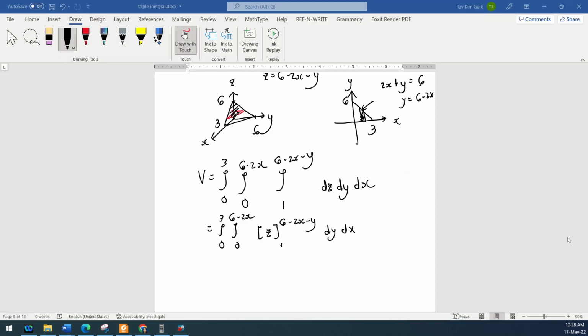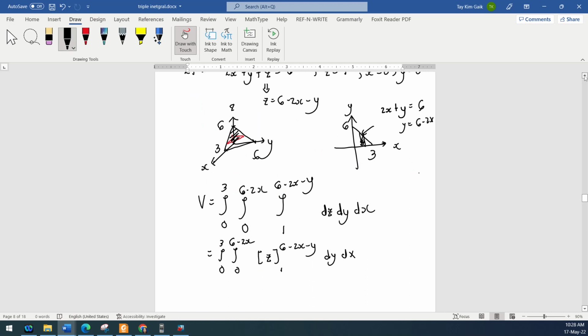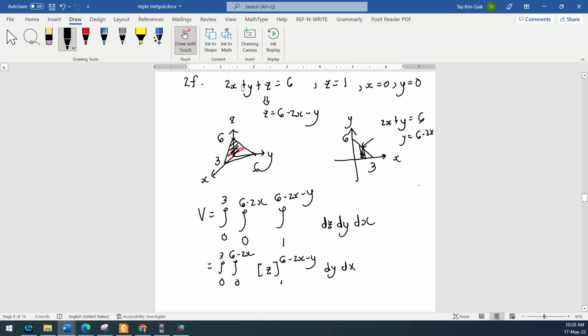Okay, I repeat. Question 2F: 2x plus y plus z equals 6. So this is a tetrahedron. z-intercept 6, y-intercept 6, and then x-intercept, let y and z be 0, 2x is 6, x is 3. So this is a tetrahedron, but it's bounded by z equals 1 and the coordinate planes, so x is 0, y is 0. That's why the lower limits for x and y are 0. The lower limit of z is 1 to 6 minus 2x minus y.